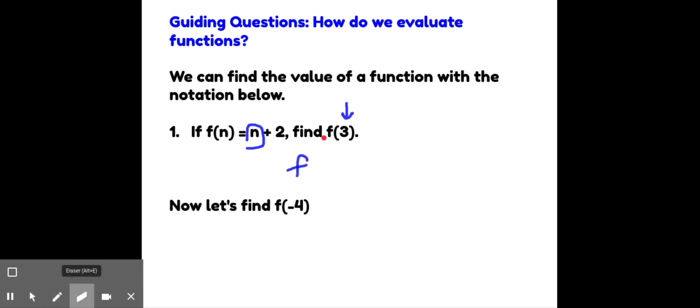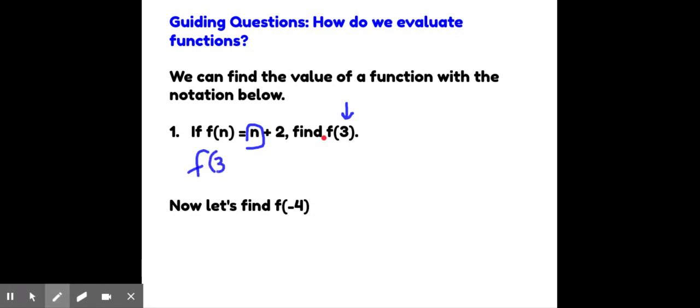I'm going to do it underneath it, actually, so you could see. We're going to write f of 3 is equal to, instead of the n, we're going to put a 3 in plus 2. So what we do is we just evaluate that side. This stays by itself. The 3 plus 2 is what we're actually answering, and we get 5.